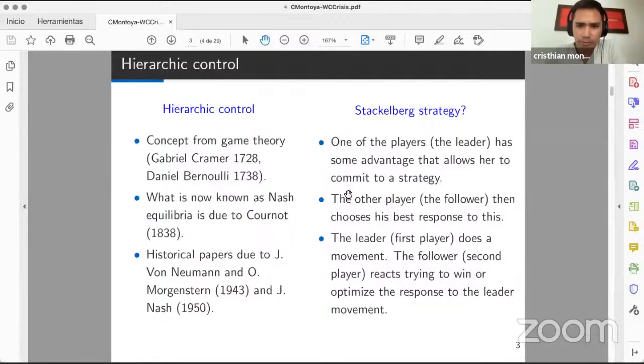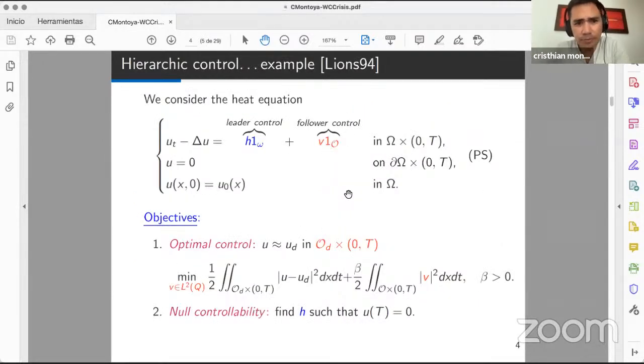One player is called the leader, and another one is called the follower. The game consists of the first player, the leader, making a movement, and the second one reacts, trying to win or optimize the response given by the leader. From a mathematical point of view, we can analyze this situation in this example given by Lions. So we put two forces on the right-hand side. This is a linear heat equation. h represents the leader control, where small omega is the support of h, and v is the follower control.